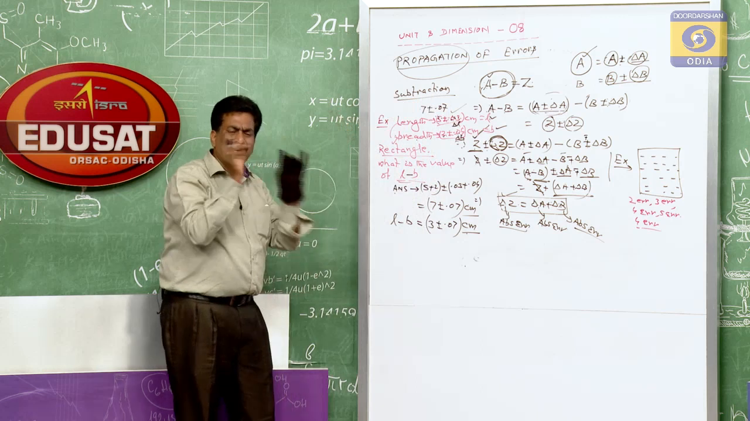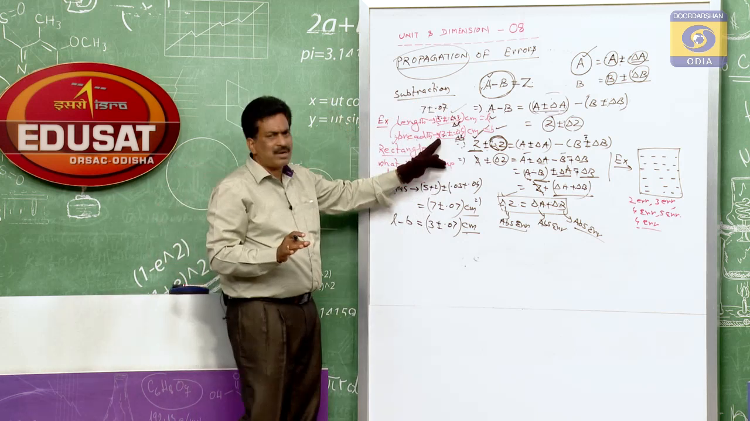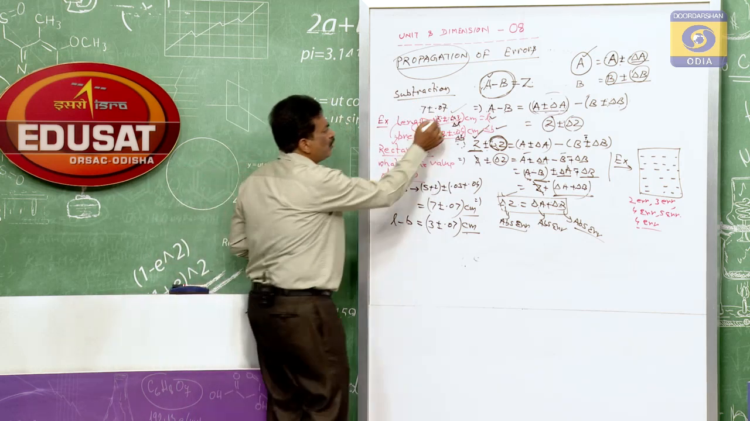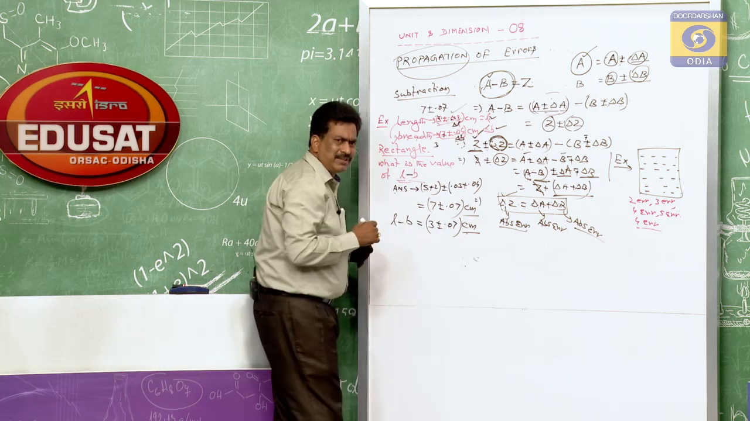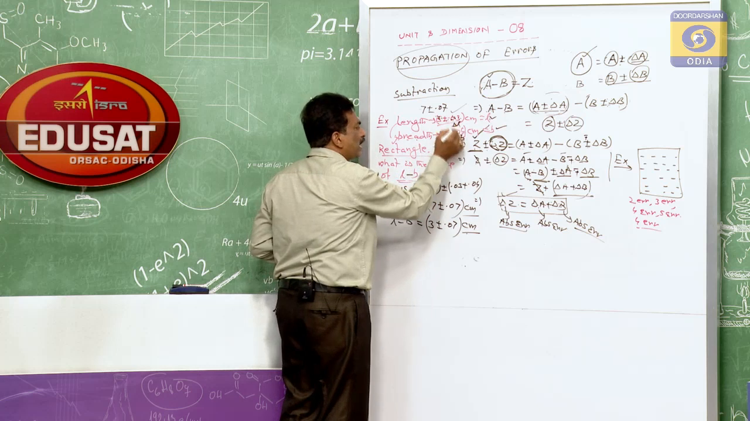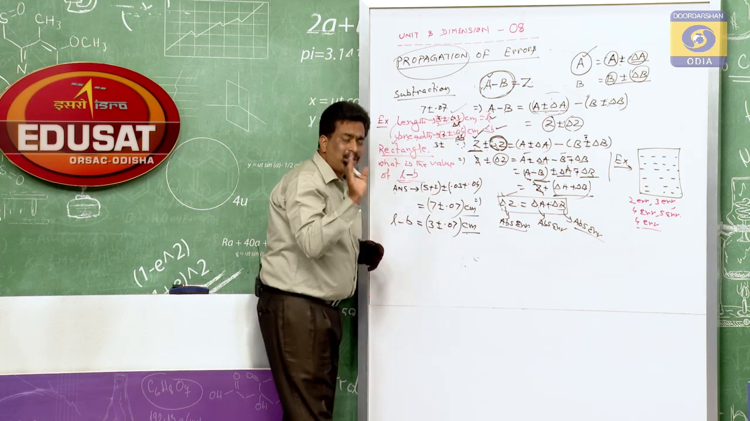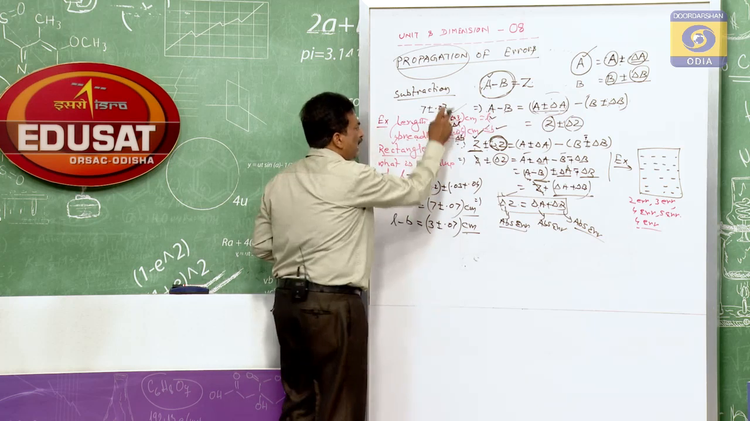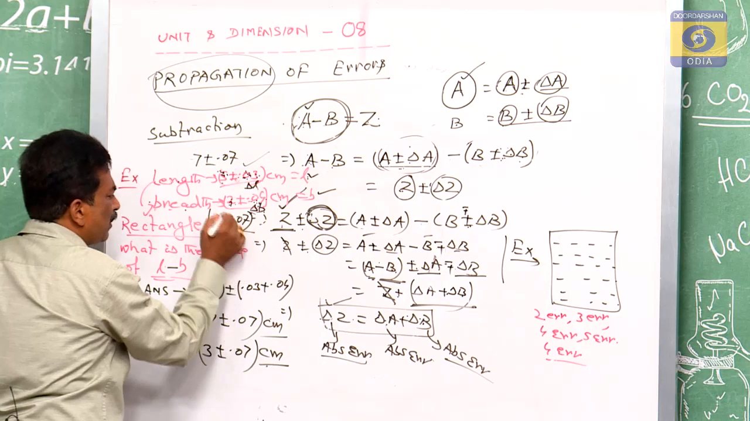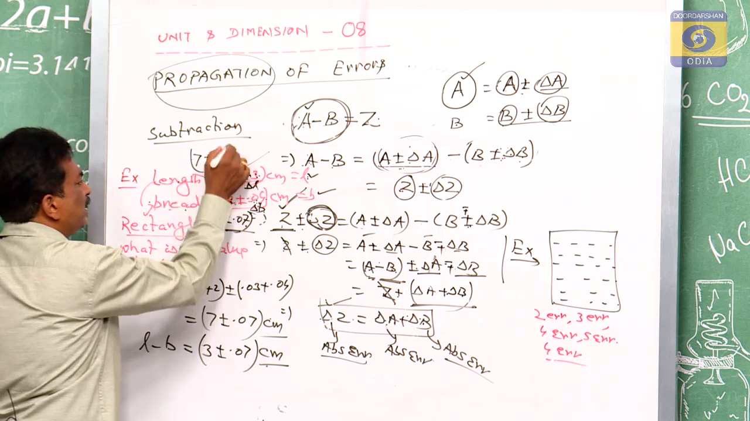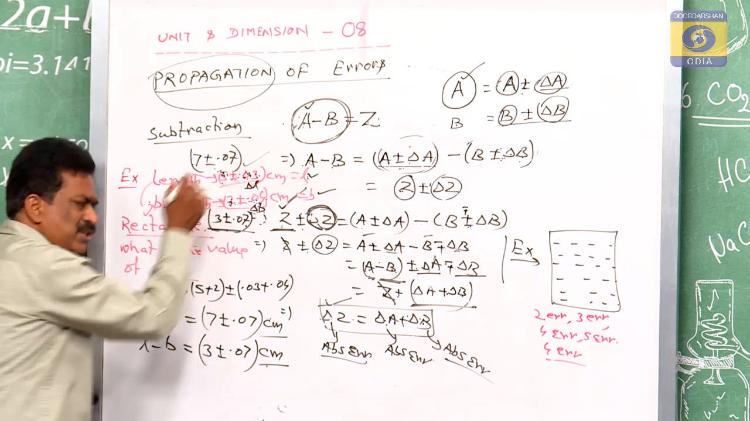Very simply, directly you will write. And for the subtraction for the same one, you have to subtract these two. 5 minus 2 is 3, but the error values are not to be subtracted, they are to be added. So 3 plus or minus 0.07, and for the addition 7 plus or minus 0.07.